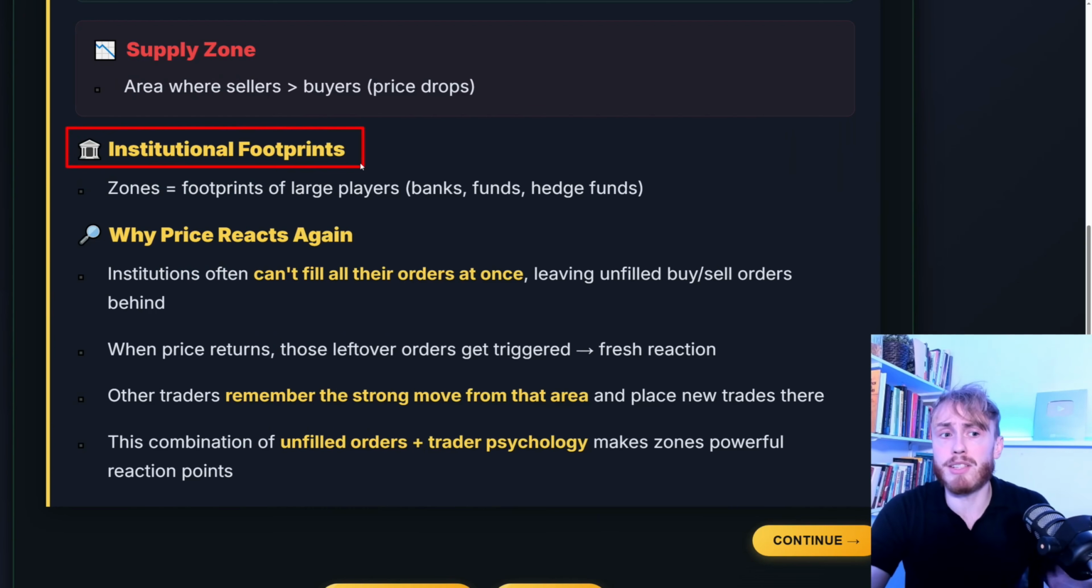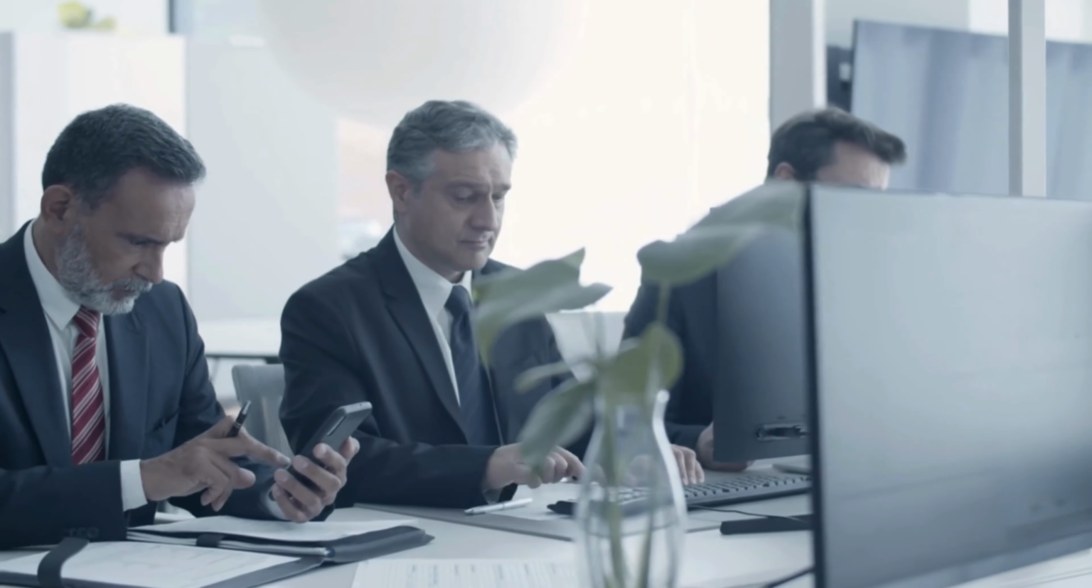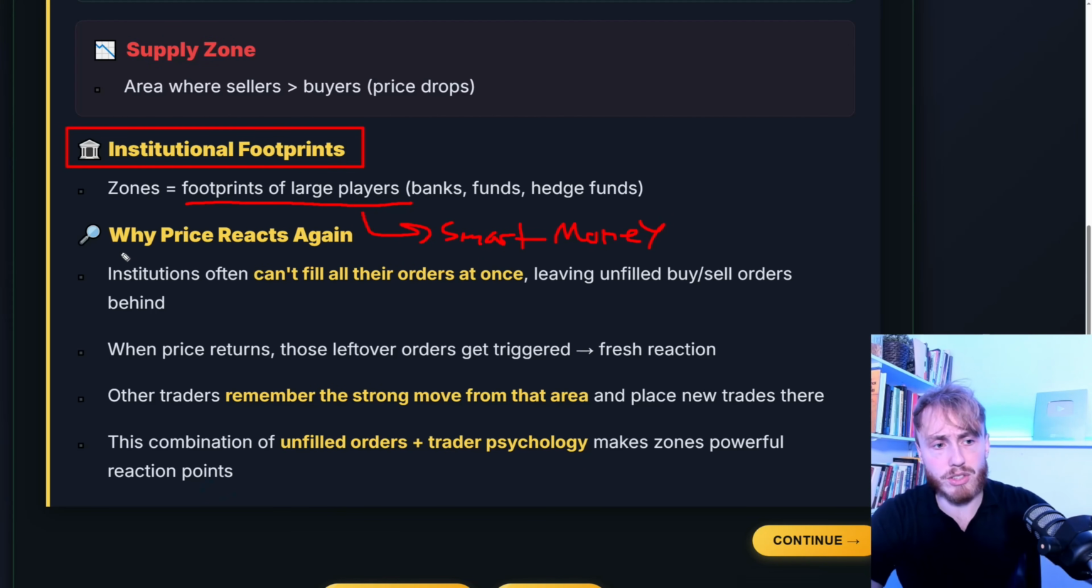And what do I mean by institutional footprints? Well, the zones are basically footprints of large players, or another word for this is smart money. So smart money or institutional traders are large traders like, for example, banks, hedge funds, and other types of big players that have lots of money. But you might wonder, okay, so if smart money creates these zones, what makes the price react again when the price returns to these zones?